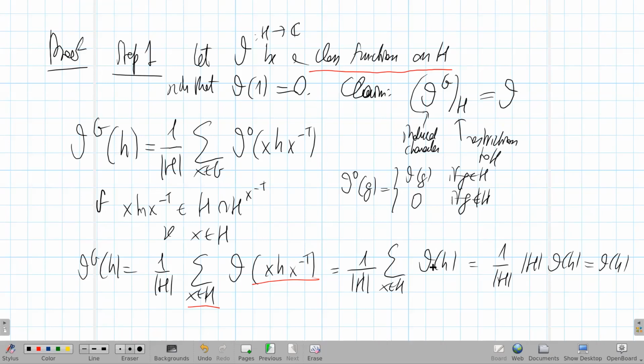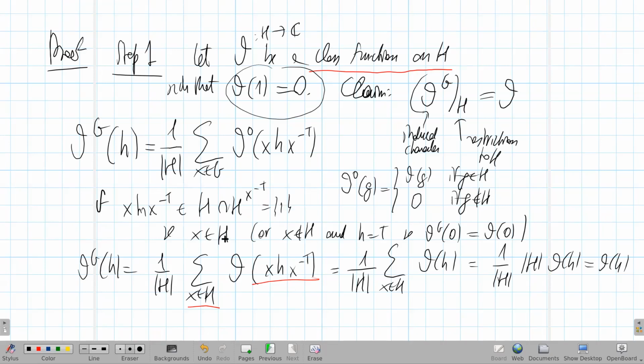Yes, and of course, what I was getting wrong before: either x is in H, or x is not in H and then h is 1, and now we use the fact that theta of 1 is 0. All these elements become 0 if h is 1, because the intersection of this is 1. So either x is in H and we get this, or if x is not in H, then this element has to be 1, so h is 1, and we know that the value is 0.